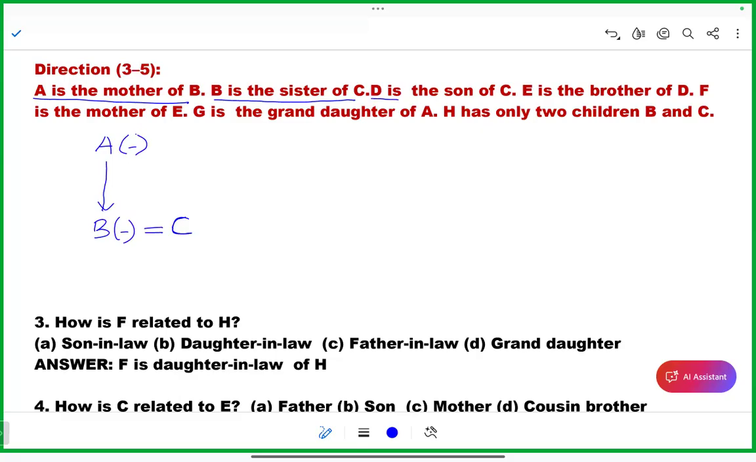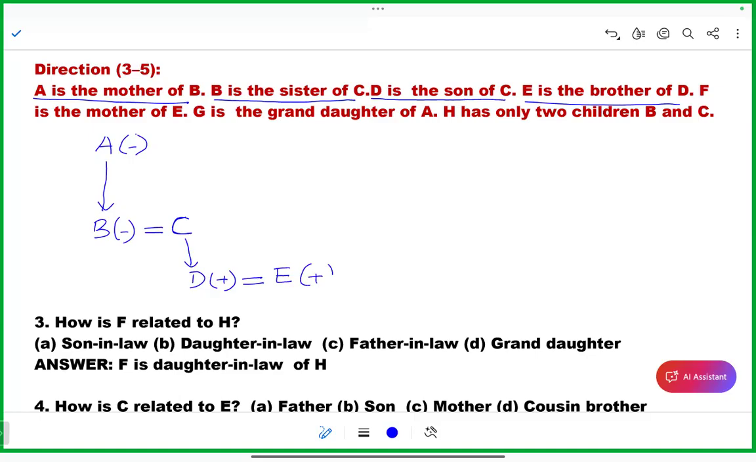Now next line says D is the son of C. So C has a son, who is D. Okay. E is the brother of D. Again, he has a brother, which is E. Both are C's sons.